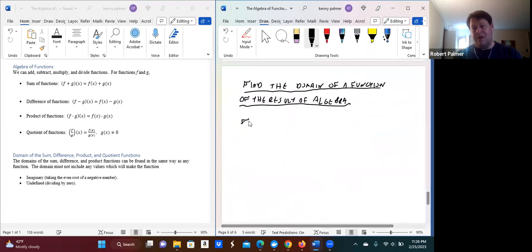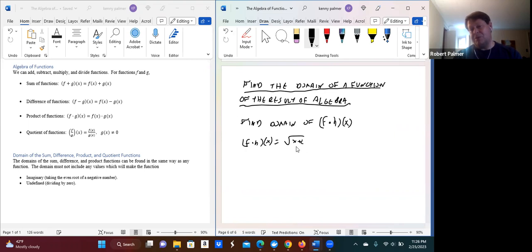Okay, so I want to find the domain of F times H of X. Remember, F was the square root of X plus 2 and H was 1 over X minus 1. Think of these as fractions, multiply straight across. And so our combined function, our new function, is the square root of X plus 2 over X minus 1.